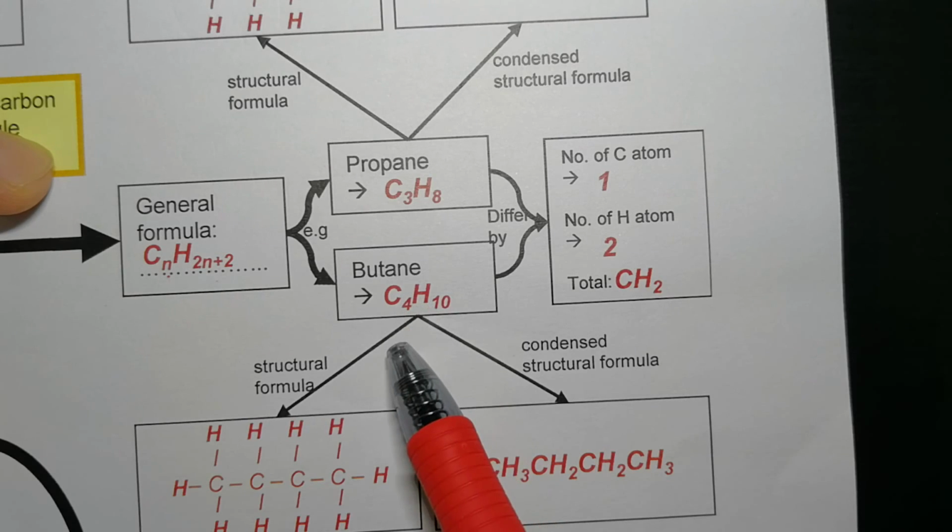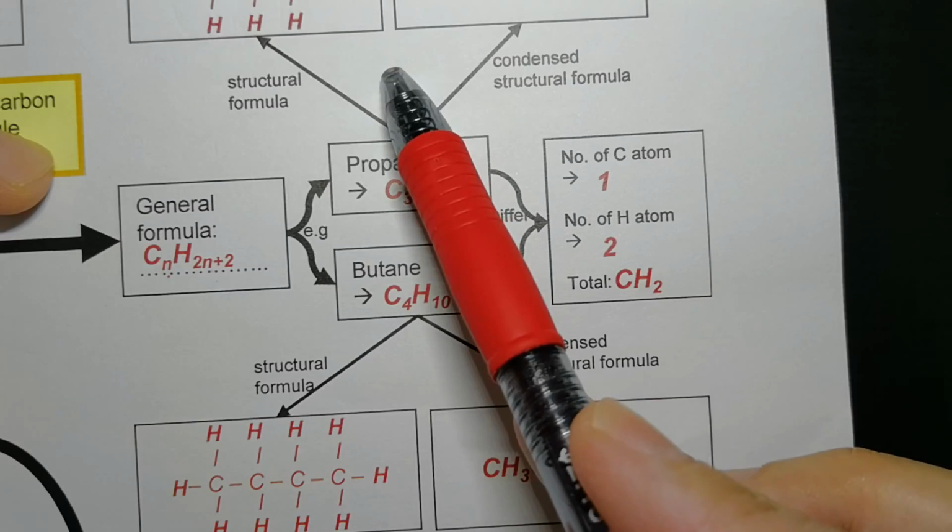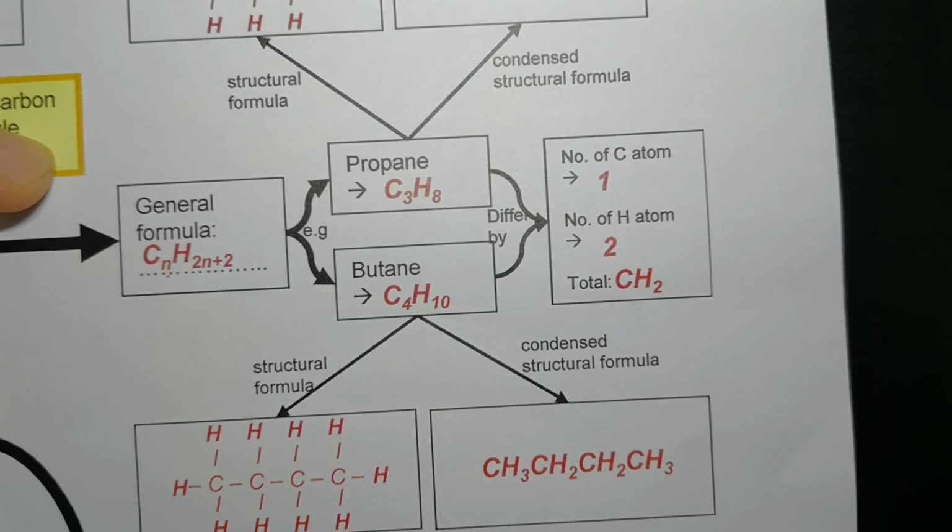Likewise, let's say ethane, 2 carbon atoms, that will be ethane. Ethane and propane, the difference is CH2.